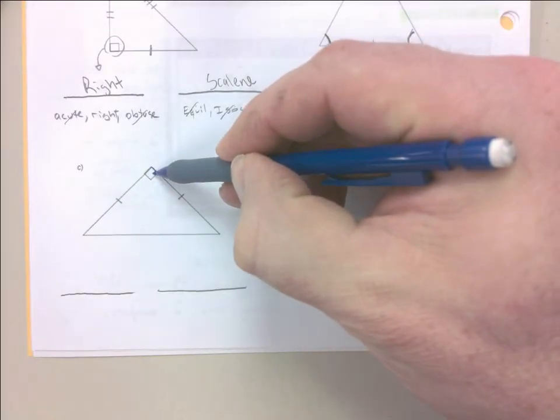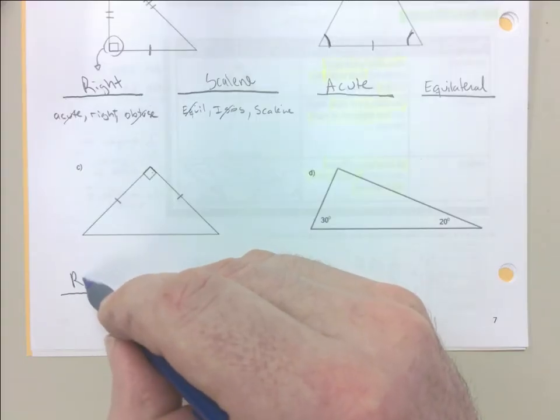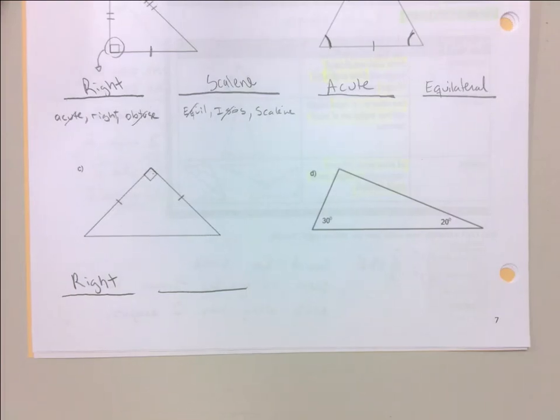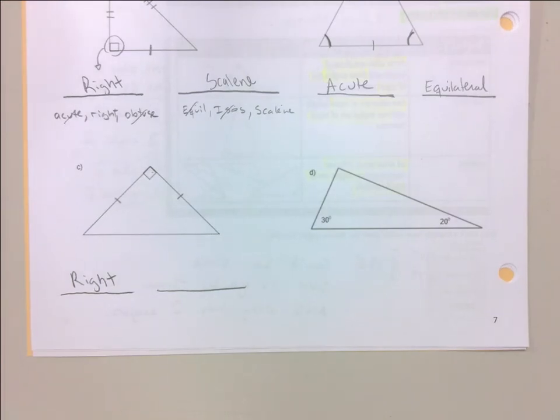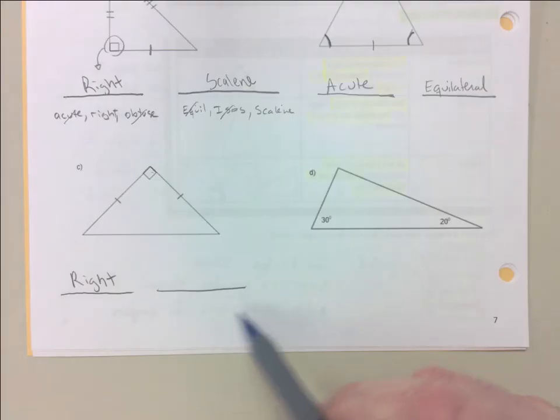If there's a 90, you're going to start with, like, I wouldn't even hesitate. This is going to be a right something. The problem is, is it going to be a right scalene? Is it going to be a right isosceles? Right equilateral? What is it going to be?